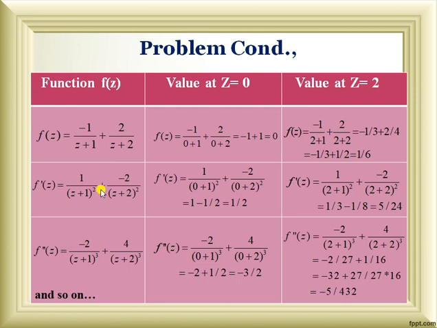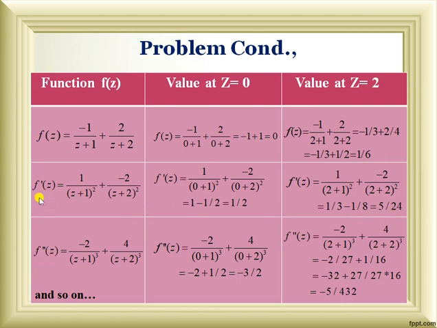Likewise, I am finding f dash of z from this f of z. When I differentiate 1 by z plus 1 I get minus 1 by (z plus 1) the whole square. Minus into minus becomes positive. So 1 by z plus 2 gives minus 1 by (z plus 2) the whole square, so minus 2 by (z plus 2) the whole square. When I replace z equal to 0 in f dash of z, this value becomes 1 by 2, and at the point z equal to 2, f dash of z is 5 by 24. I just replace z equal to 2, and after simplifying I get 5 by 24.